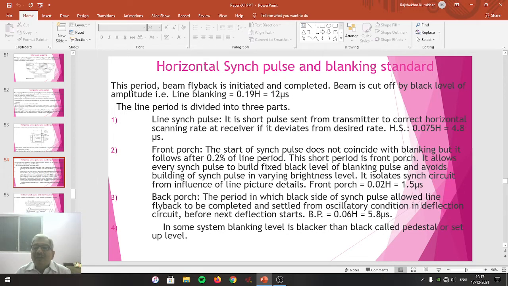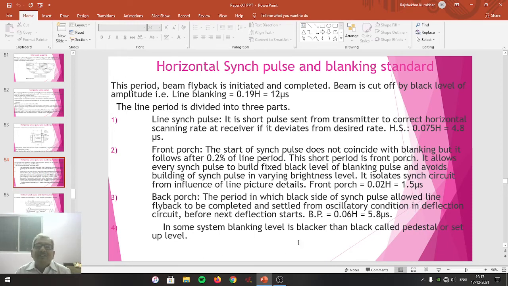Thus 5.8 plus 1.5 plus 4.8 comes to be nearly 12 microsecond. So the 12 microseconds are divided into 4.8 line sync pulse, 1.4 front porch and 5.8 that is back porch. In some system, blanking level is blacker than black. It is called as pedestal or setup level.